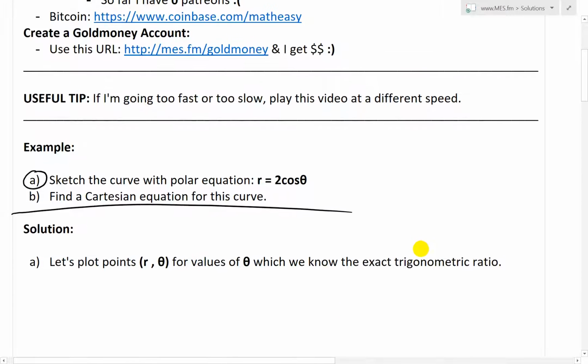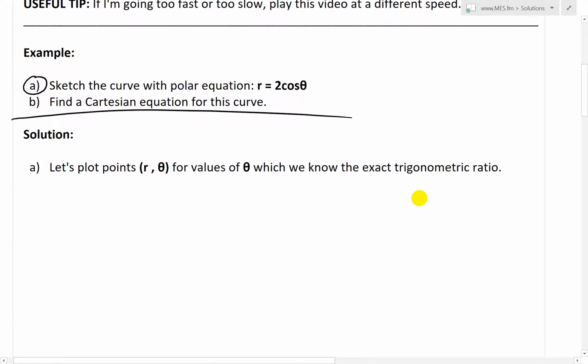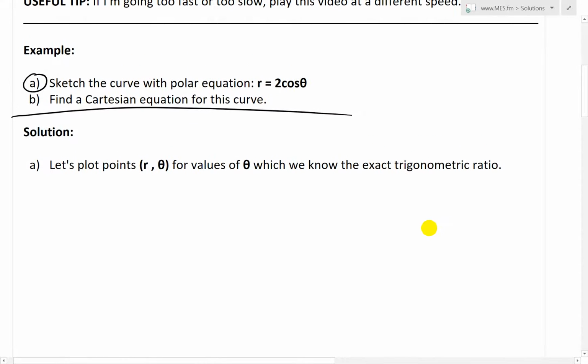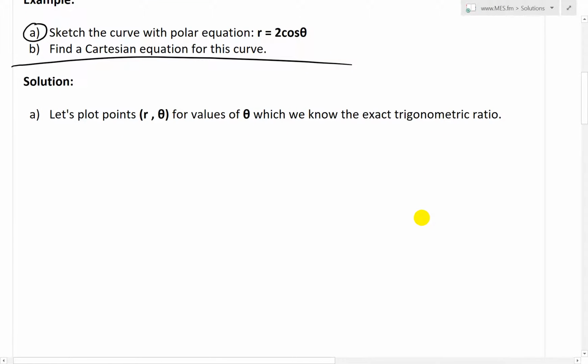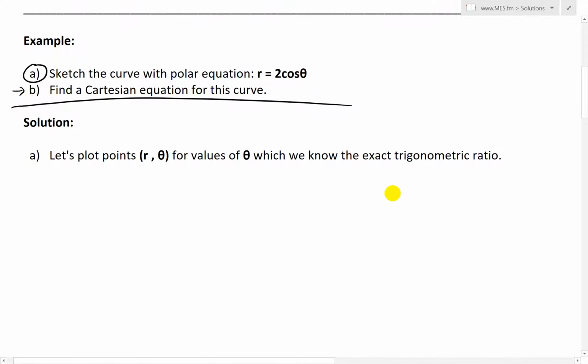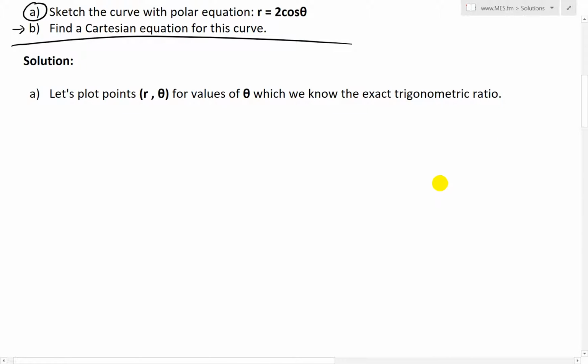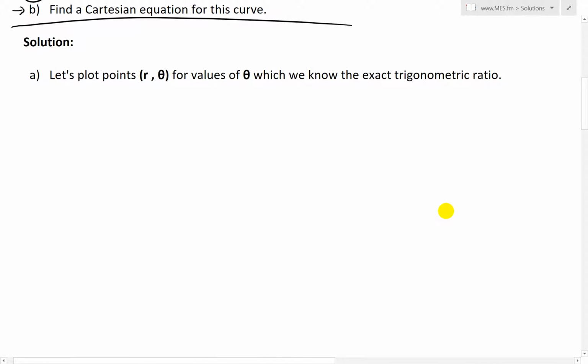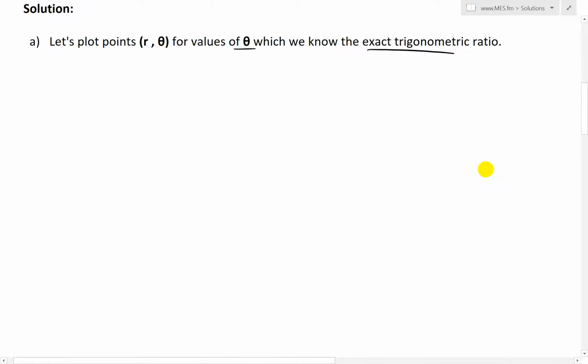So let's do that. In this one I'm just going to plot several points and then draw the curve, which does in fact look like a circle. In fact it is, but I'll solve that in part B to find the exact equation to show that it is indeed a circle. This is from my calculus book, so it plots points (r, theta) for values of theta for which we know the exact trigonometric ratio, so we could do this by hand. Let's draw this in polar coordinates.